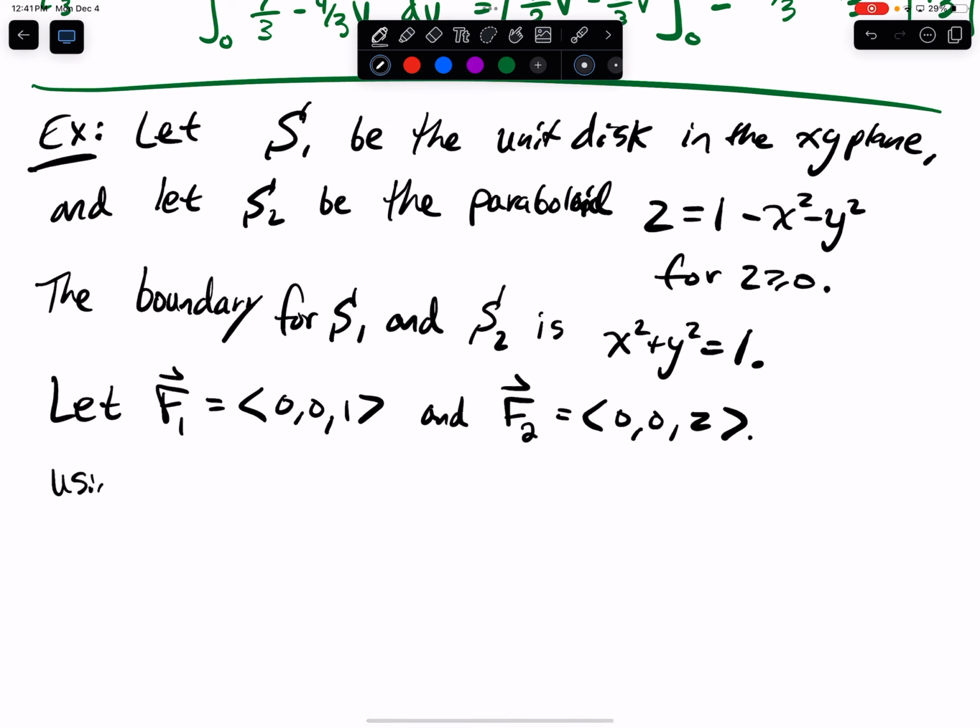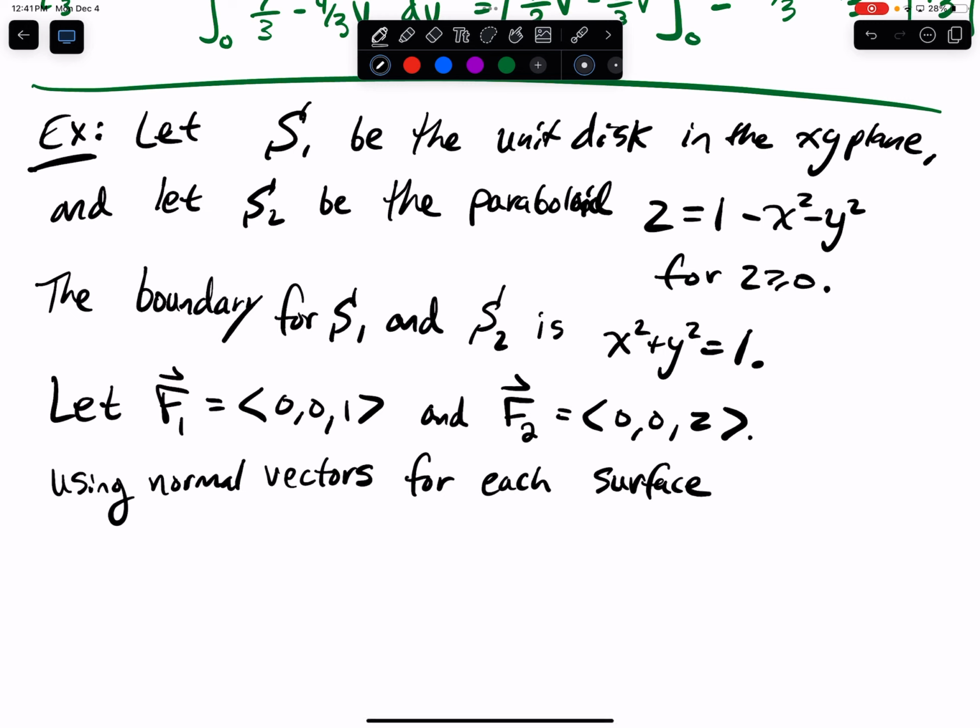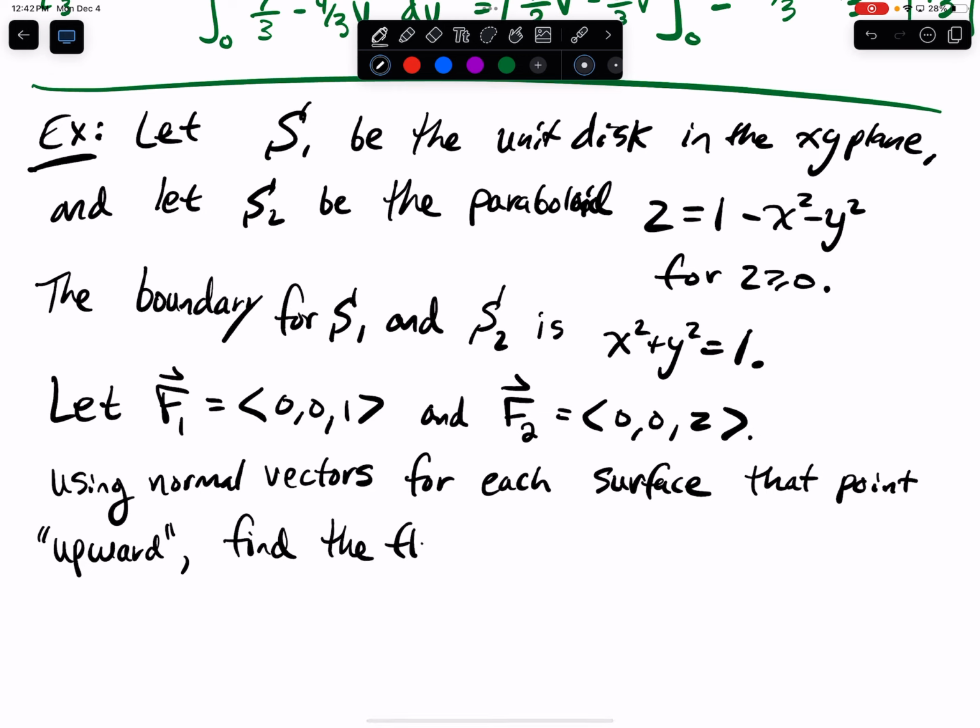So using normal vectors for each surface that point upward, find the flux of each field across each surface.